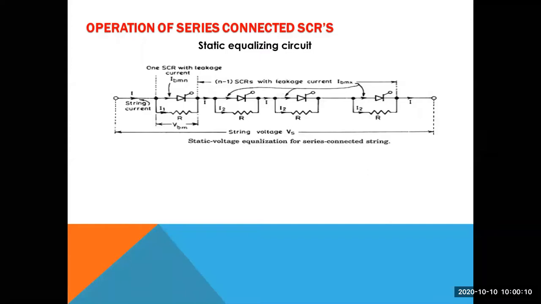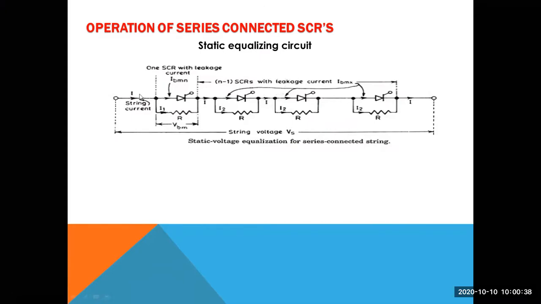If you see the remaining terms mentioned in the diagram, there is a current I. I is nothing but the total string current, the combination current. And the next one is IBMN, which is nothing but the leakage current of one SCR.